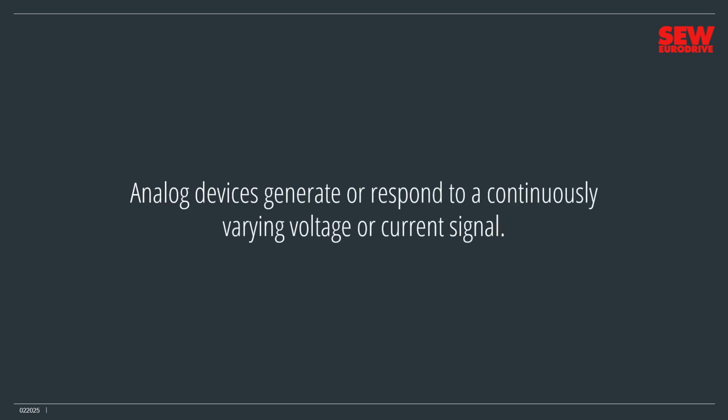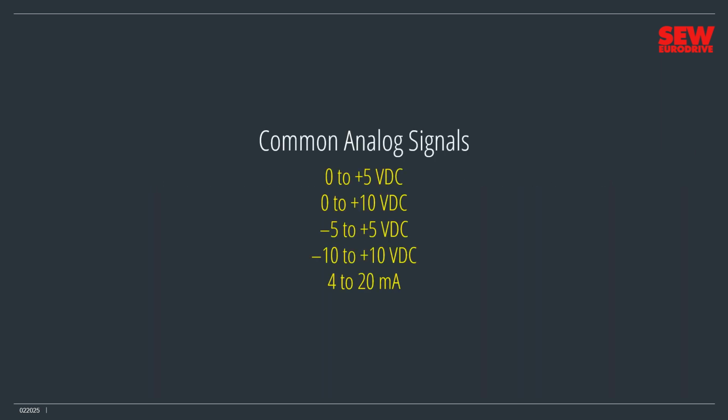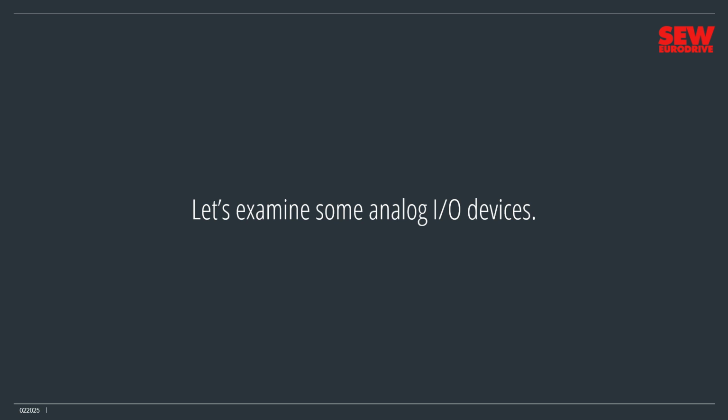Now let's look at analog devices, which behave quite differently from digital ones. Analog devices generate or respond to a continuously varying voltage or current signal. The device's response is proportional to the signal's magnitude. Common analog voltages range between 0 to positive 5 volts DC, 0 to positive 10 volts DC, negative 5 to positive 5 volts DC, and negative 10 to positive 10 volts DC. The most common analog current range is 4 to 20 milliamps. Let's examine some analog I/O devices.